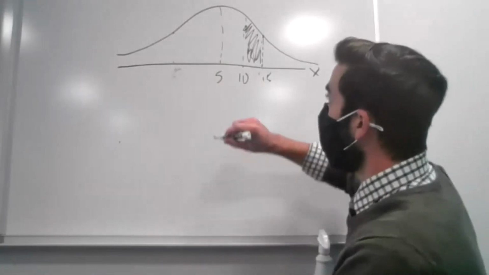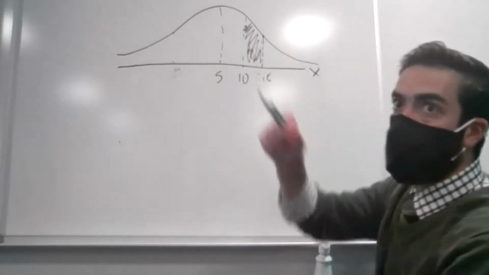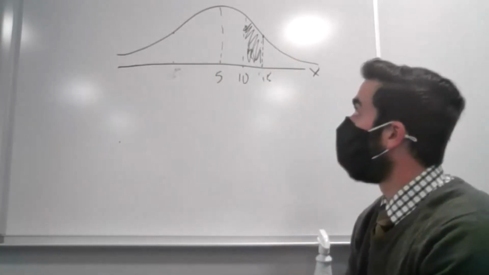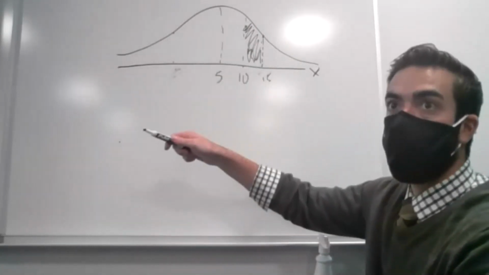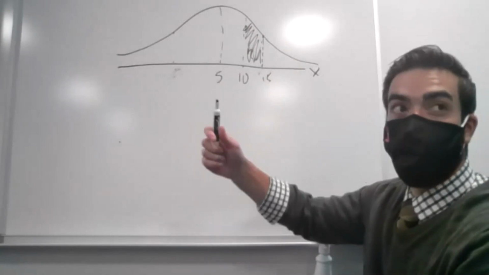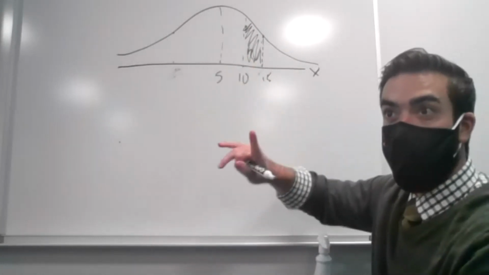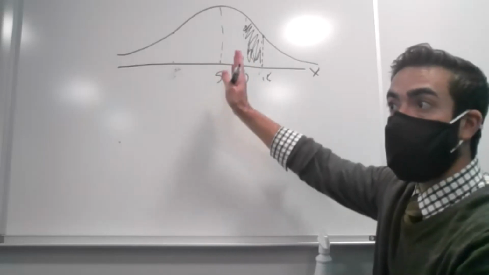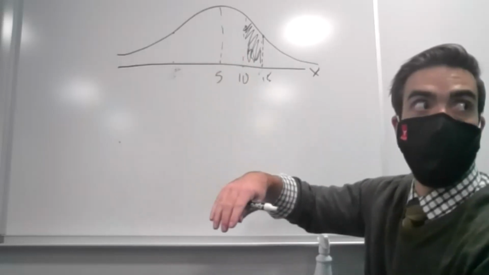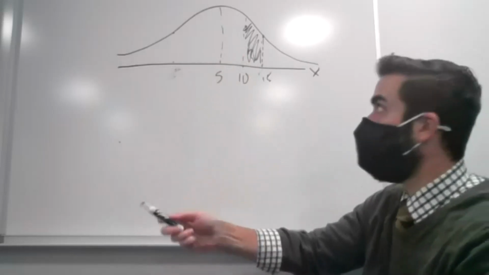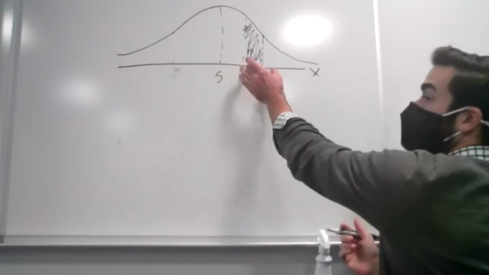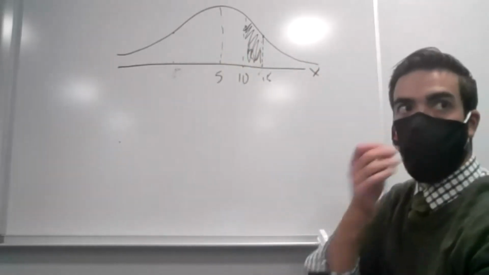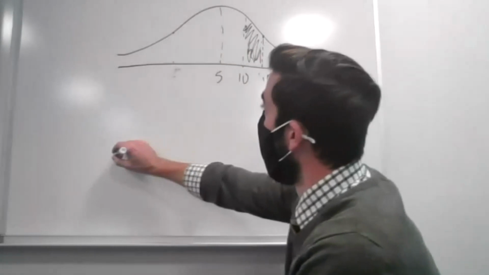So right away, what do I know this probability has to be less than? What's the area to the right and the left of the mean? The area under the curve is 1. If it's a normal distribution, it's symmetric around the mean, so the area to the left and the right of the mean has to be 0.5. So automatically, I know I'm looking for something that's smaller than 0.5, right? The entire area to the right of the mean would be 0.5, and so I want something smaller.